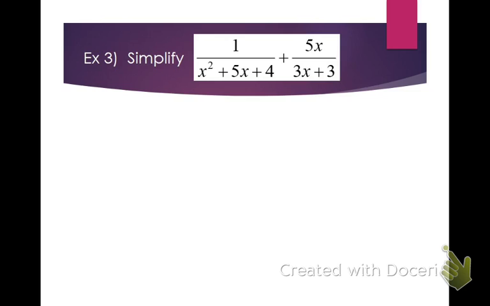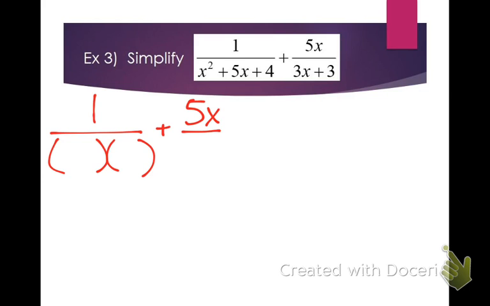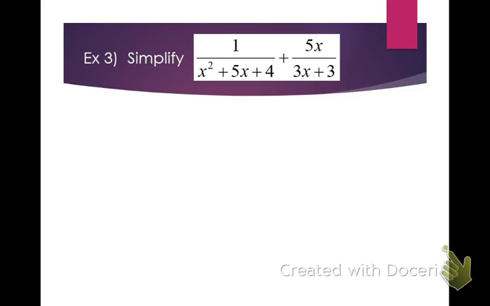First up, we are simplifying 1 over x squared plus 5x plus 4 plus 5x over 3x plus 3. So the very first thing I want to do is rewrite these with factored denominators. My numerators for right now are not going to change. I'm actually going to write this a little bit closer to the middle so that way I can write on either side of it if I need to.